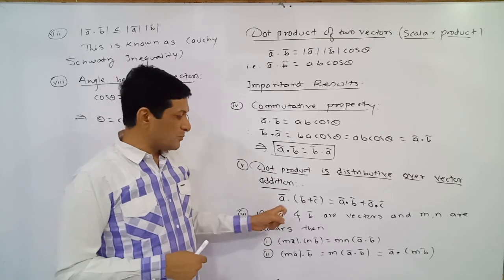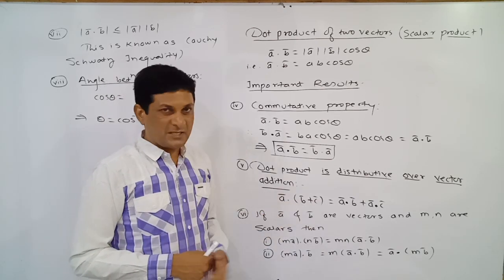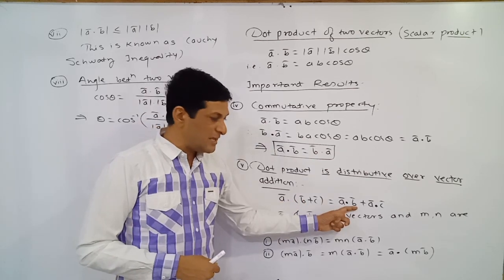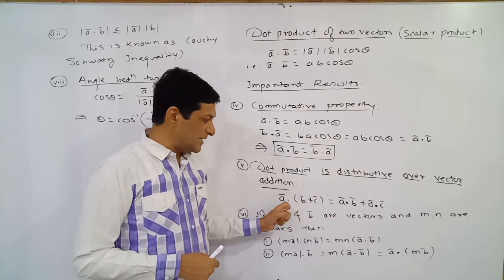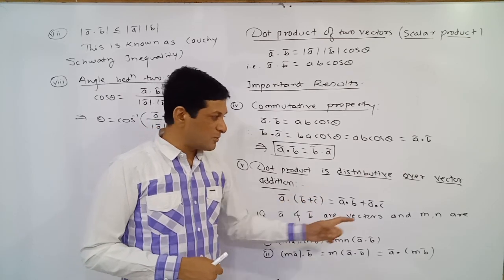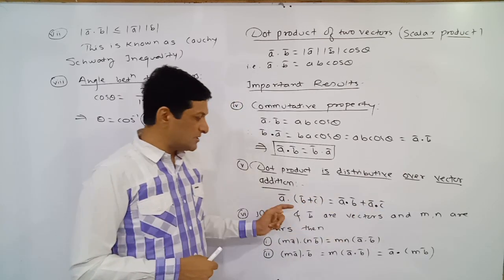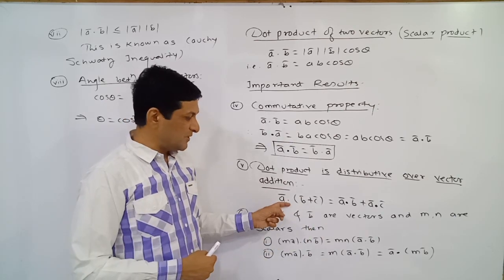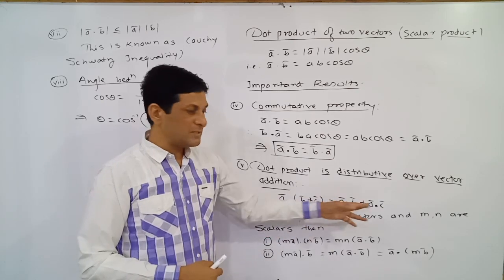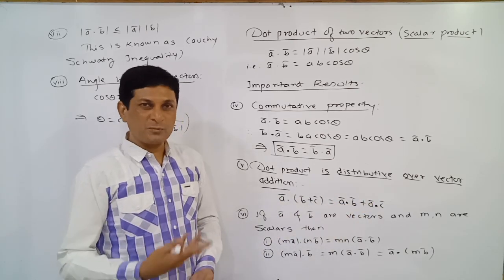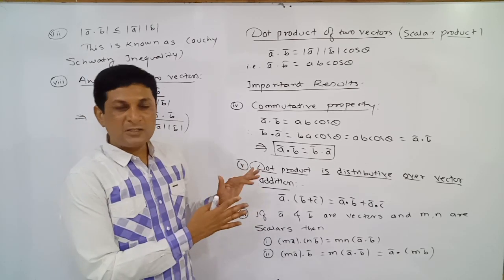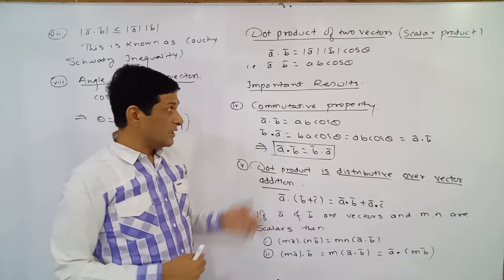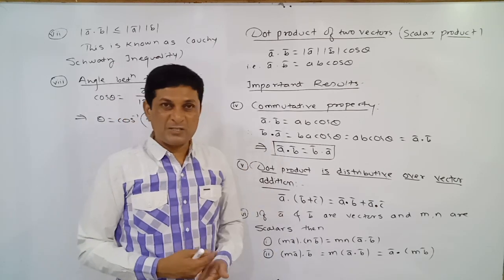Next important result, let us discuss the distributive property. According to the distributive property, a bar dot (b bar plus c bar) can be written as: first take the dot product of a bar with b bar, which gives a bar dot b bar, plus, keep it as it is, the dot product of a bar with c bar, which gives a bar dot c bar. That means take the dot product of a bar with both terms in the bracket, so we get a bar dot b bar plus a bar dot c bar. This result is called the distributive property. So the dot product satisfies the distributive property and the commutative property also. Remember that we have to apply these properties while solving examples.